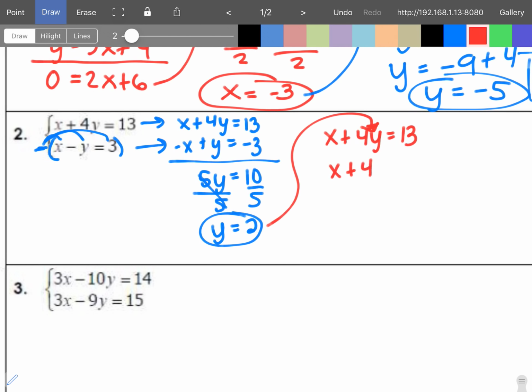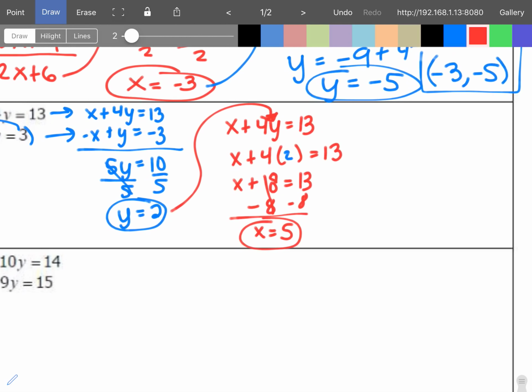And I'm going to plug y as 2. X plus 4 times 2 equals 13, and I'm going to solve. That's 8. If we subtract 8, x equals 5. So my answer is always x comma y, 5 comma 2.